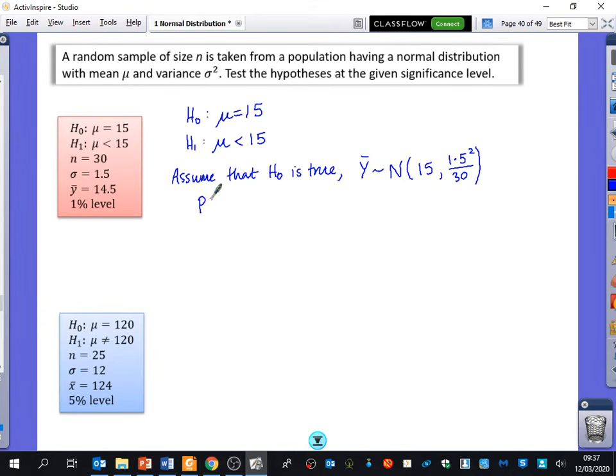So I'm now going to find out the probability that y bar is less than or equal to 14.5. Do not confuse this with continuity corrections, okay? Continuity corrections are only for binomial stuff. This is nothing to do with continuity corrections anymore. So I'm going to go back to my camera and try and type this in.